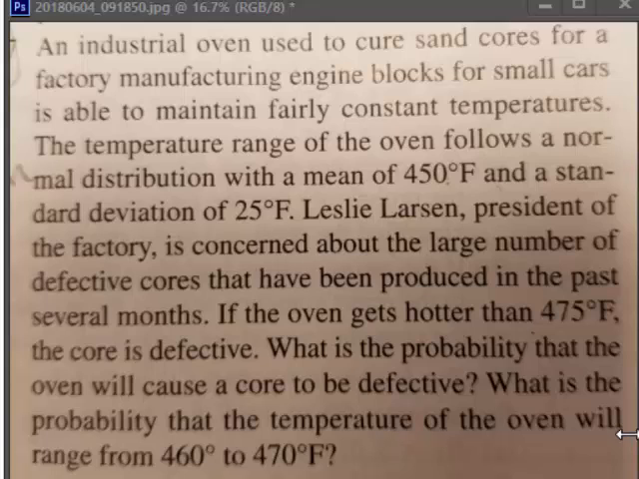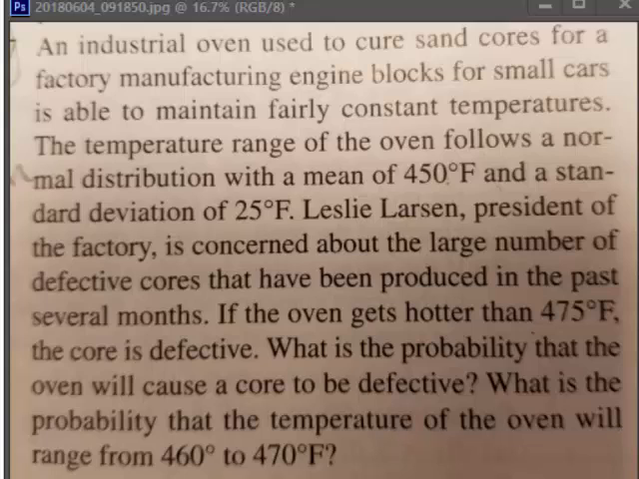Leslie Larson, president of the factory, is concerned about the large number of defective cores that have been produced in the past several months. If the oven gets hotter than 475 degrees Fahrenheit, the core is defective. What is the probability that the oven will cause a core to be defective?